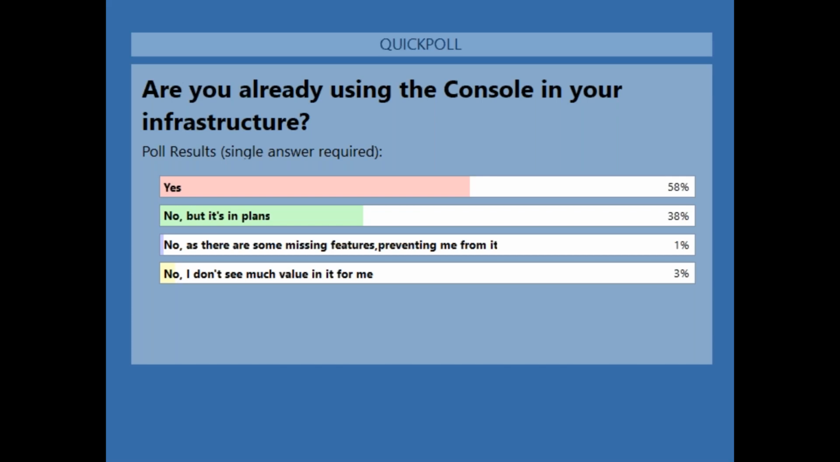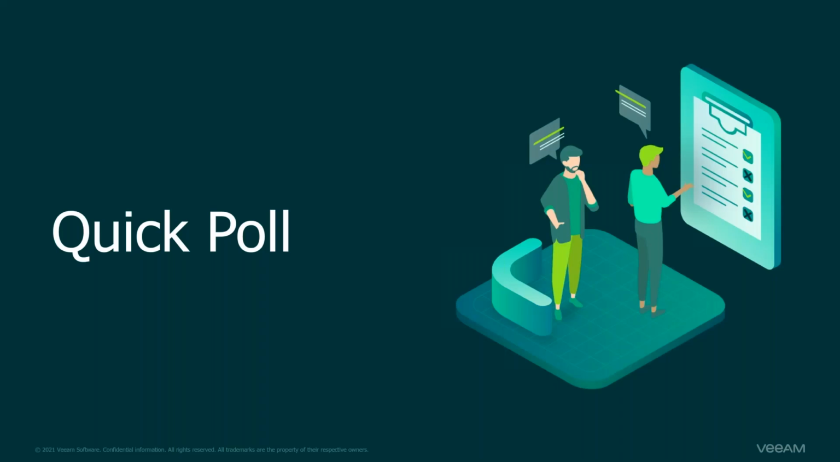All right, so hopefully you can see the results now. Most of you are already using the console, which is great because that's actually a purpose-built tool for all of you, for service providers. We also see that 38% of you are still planning to use it but haven't deployed it yet. So hopefully the features in the new release of version 6 will move those plans closer and you'll start deploying the console right after the session, hopefully.